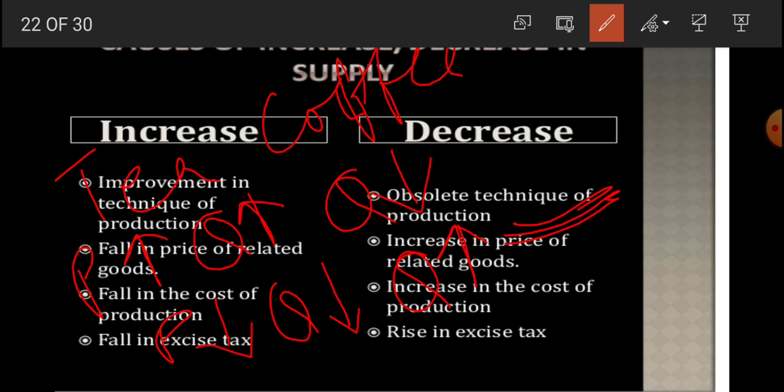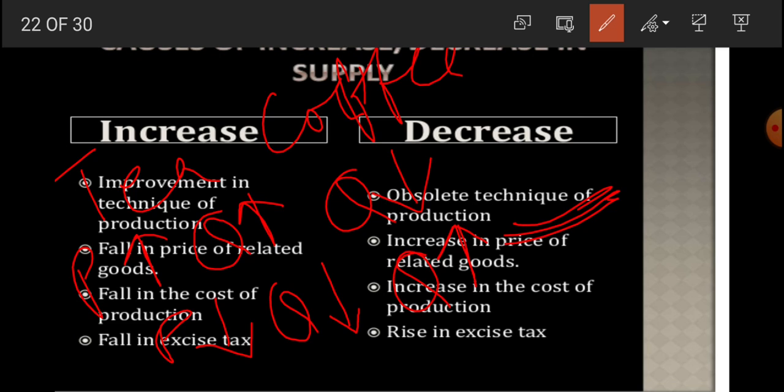So जो आपका second point है fall in price of related goods, इसको हम थोड़ा सा modify करेंगे. हम क्या कहेंगे? Fall in price of substitute goods. और एक और point हम बनाएंगे: rise in price of complementary goods. It's better to explain the concept of related goods with the help of examples. Next, fall in the cost of production, as we have already discussed this point.